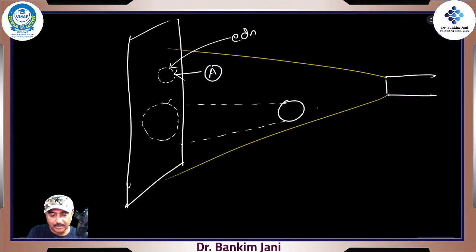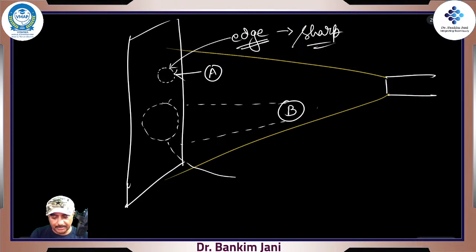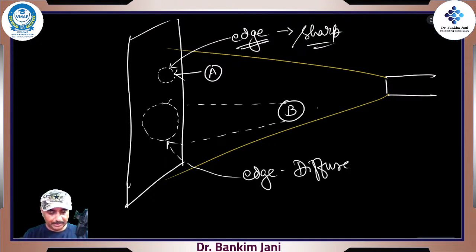What about the edges? The edge of this object 1, the shadow of object A, that would be sharp, correct? While the shadow of object B would be diffuse. This edge would be diffuse. This is the principle of the halo effect, as the distance increases. So here, the image won't be that sharp. The image would be a bit blurred.